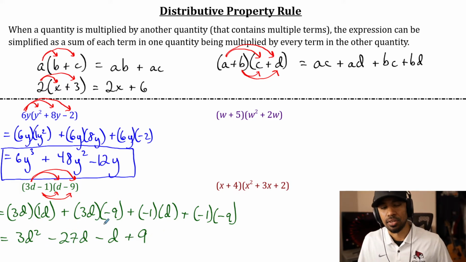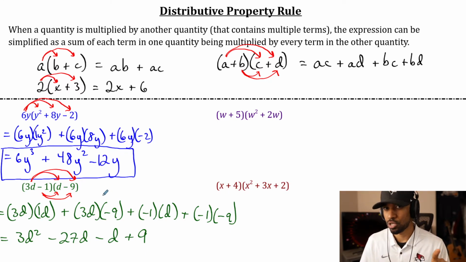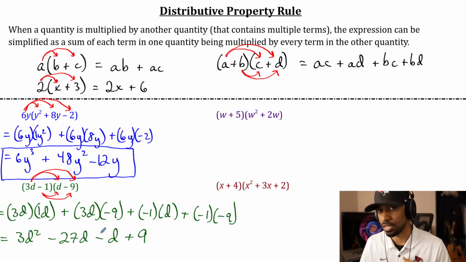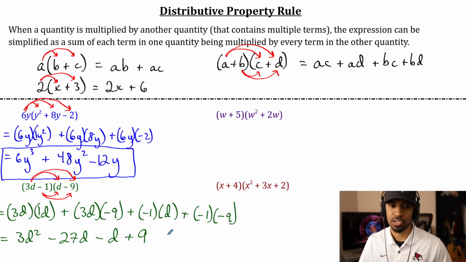And what you're going to get in a lot of these problems, not every single one, is some instance where you can combine some like terms. Here's a d squared. Here's a d. Here's a d. Here's a constant. So d squared can't combine with anything, but these two d's can combine together. This is negative 27d minus 1d. Negative 27 minus 1 is negative 28.